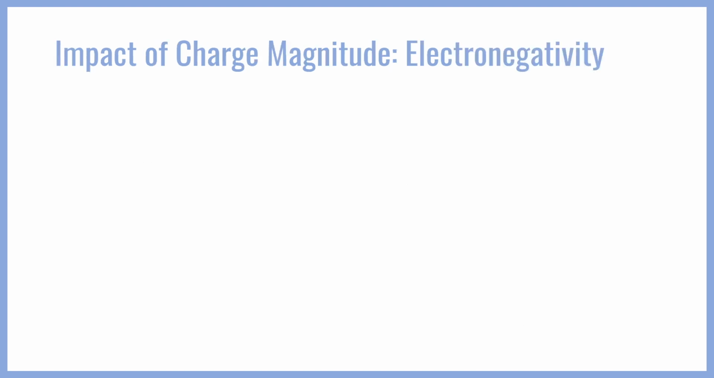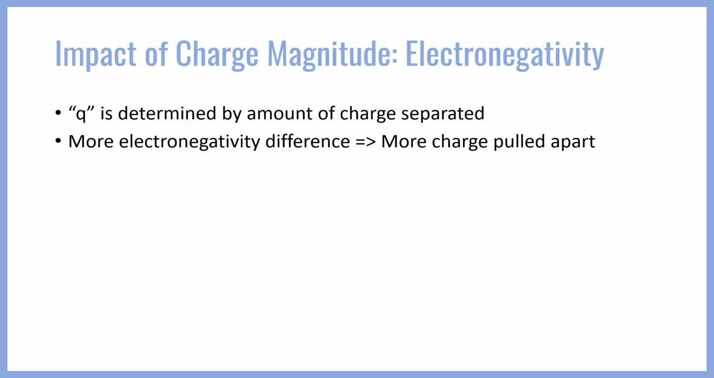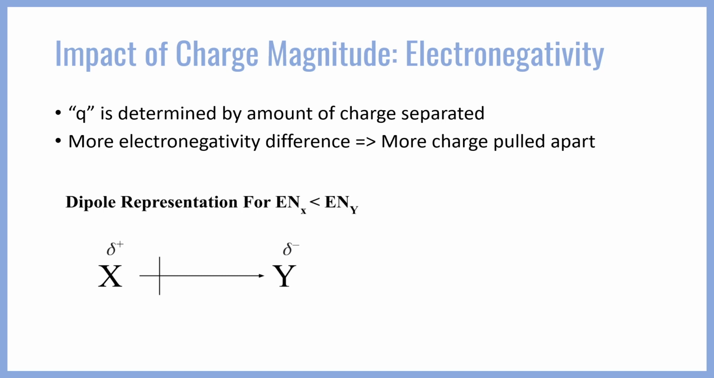Now, because the dipole moment is related to charge separation, it is intimately related to electronegativity as well. Q is determined by the amount of charge separated, that is what Q literally is, and a larger electronegativity difference is going to mean a larger charge separation, more charge being pulled by the electronegative atom from the less electronegative atom. So the dipole moment arrow is then always going to point from the less electronegative atom, which here we're defining as X, towards the more electronegative atom, which we're defining as Y. And that's why Y is going to carry a partial negative charge and X a partial positive charge.